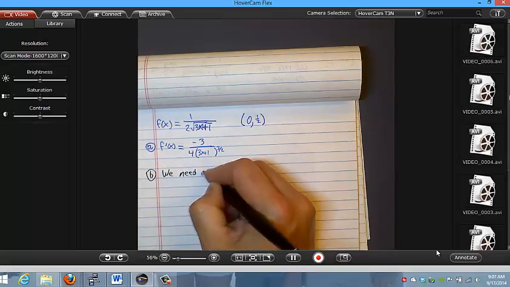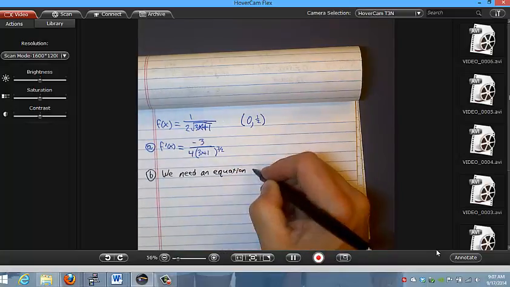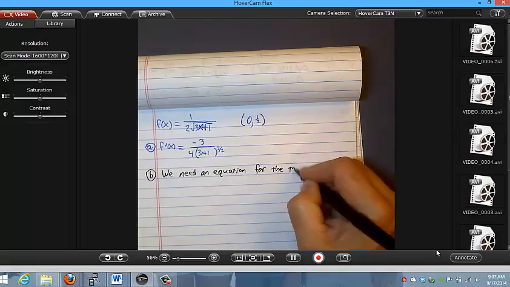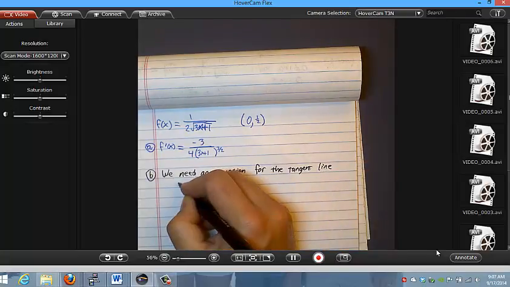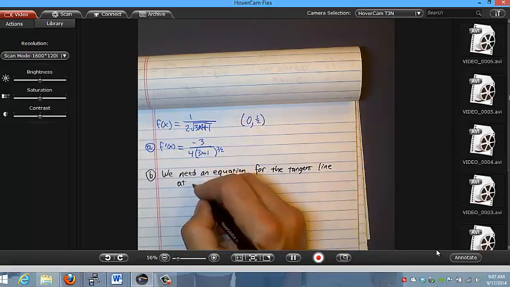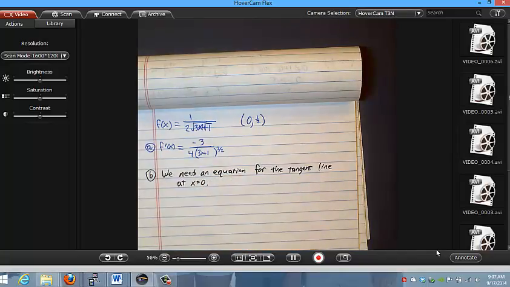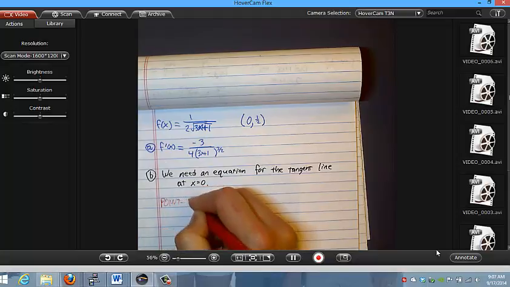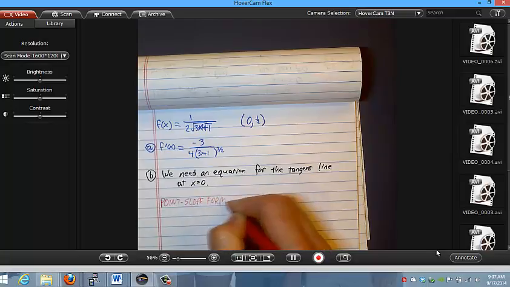So we need an equation for the tangent line at, well, x equals 0. So what I recommend is what's called point slope form. You guys all know that? Try to write it down. It's an old algebra thing.